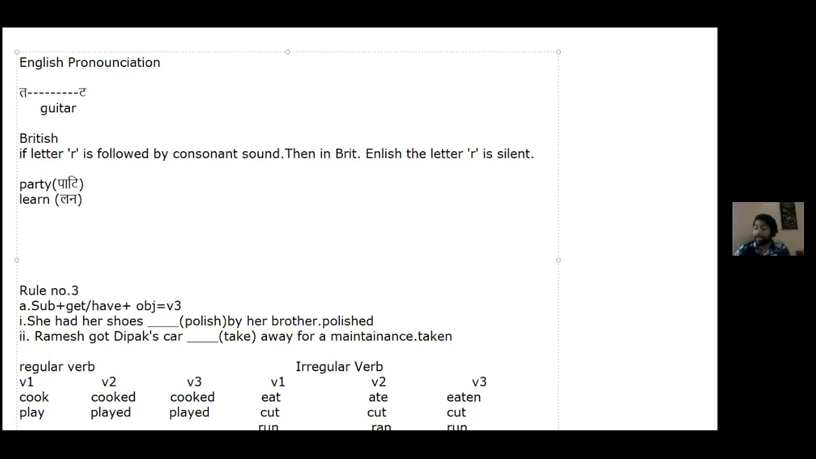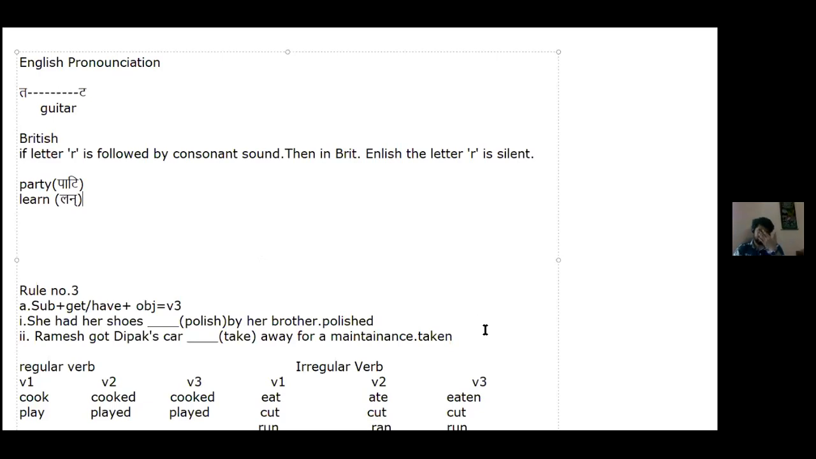Learn. Were you learning yesterday? Were you learning yesterday? Learn is very easy, right? Similar, what else? Organ. What's the word?